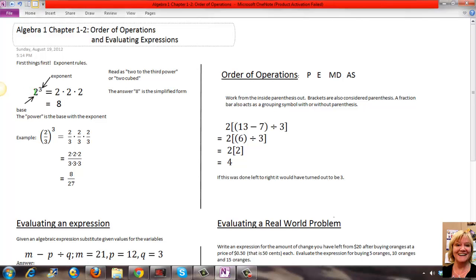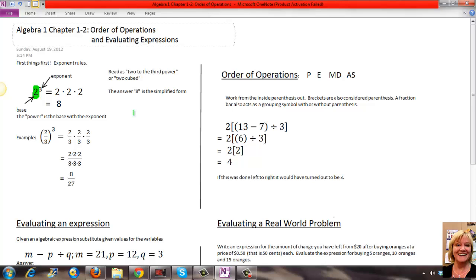The base is this one right here. It is the 2, and the exponent is the smaller number which is slightly above and right to it, and that's the exponent. And basically together the base and the exponent is called the power. So there's a couple of different ways you could say this. You could read it as 2 to the third power or 2 cubed.